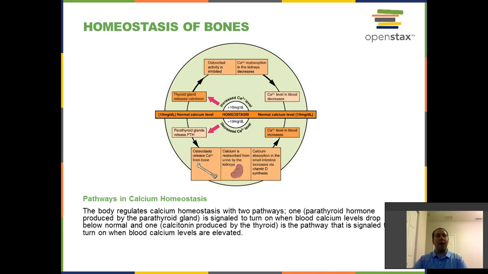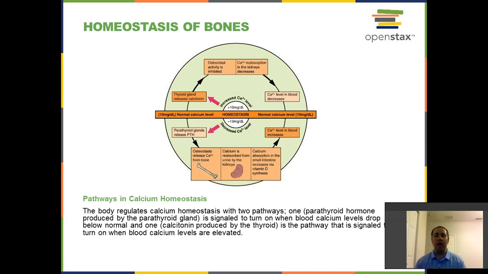Now, before you get mad at the people that made these and say, well, why not call it thyroid hormone? That's because there is thyroid hormone, and it's not this one. The thyroid makes multiple hormones. The parathyroid only makes one. And so, parathyroid hormone comes from the parathyroid gland.